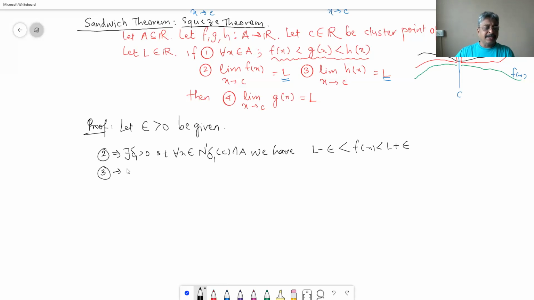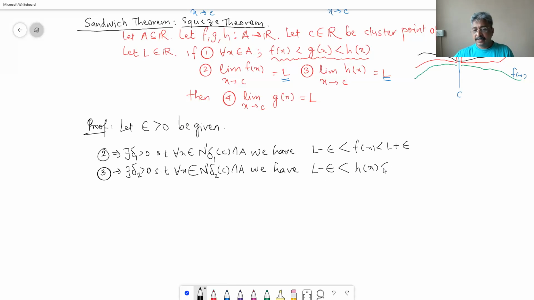3 implies there exists delta 2 greater than 0 such that for every x belonging to the deleted delta 2 neighborhood of c intersection A, we have again L minus epsilon is less than h of x, less than L plus epsilon. The third statement is about h of x. Is that correct?